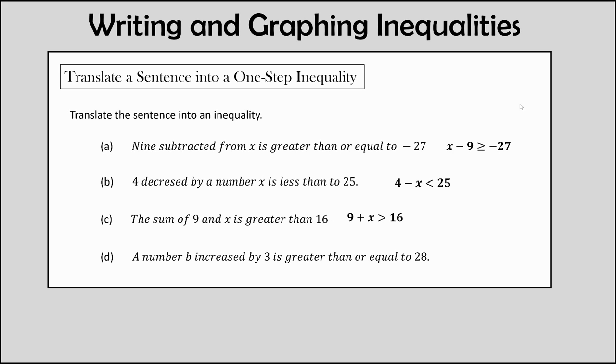D, a number b increased by 3 is greater than or equal to 28. So increased means addition. So b plus 3 greater than or equal to 28. Again, things you've done before.